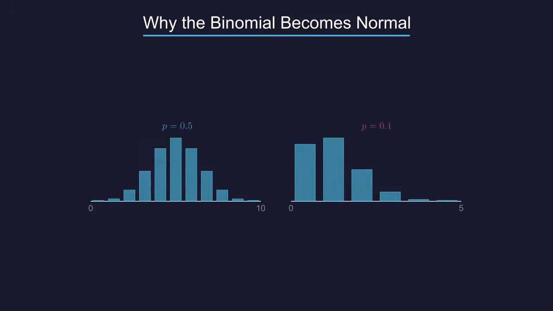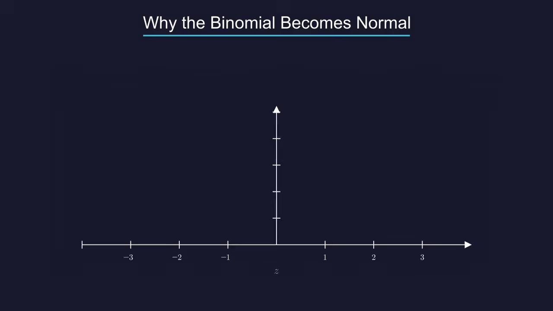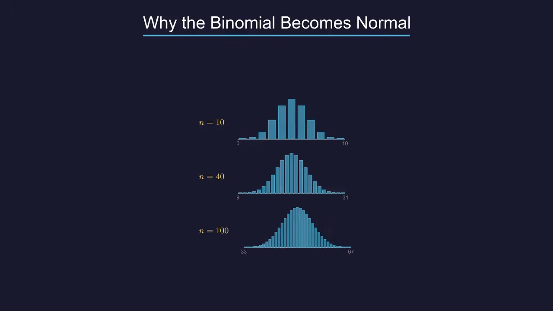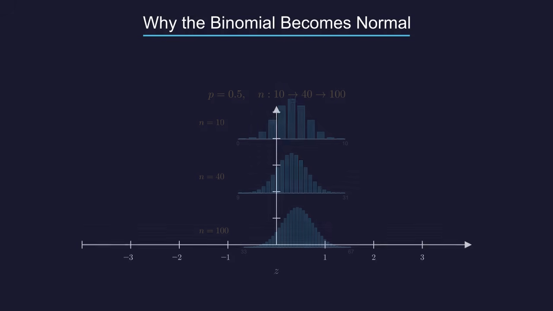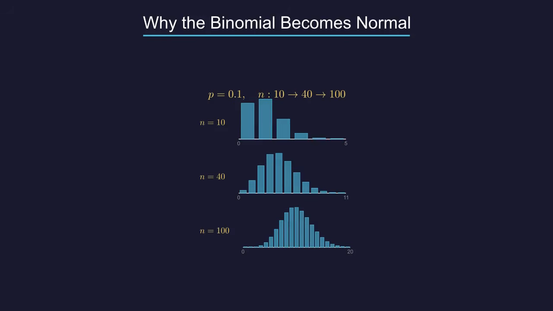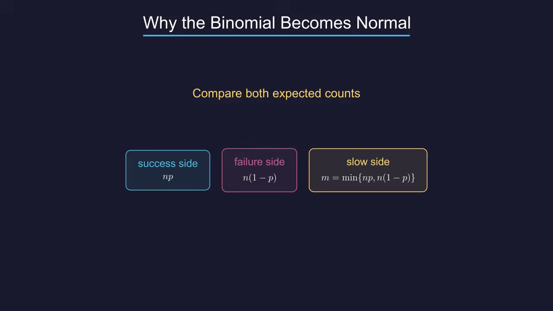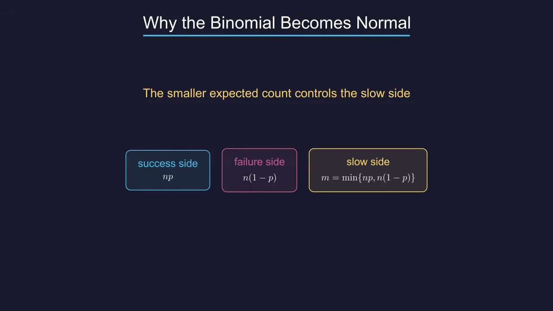Compare two binomial sequences. First set p equals 0.5 and increase n from 10 to 100. Then set p equals 0.1 and repeat. The goal is to observe why the smaller of n times p and n times (1 minus p) controls the slow side of the approximation.